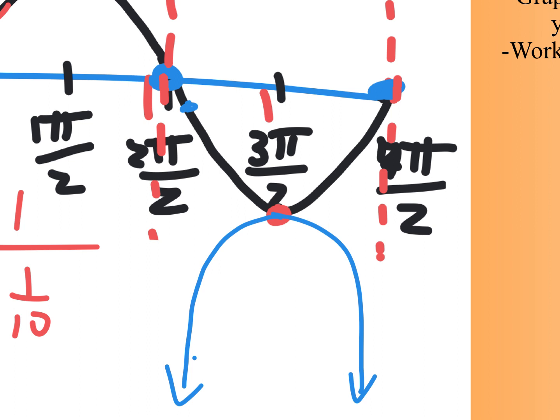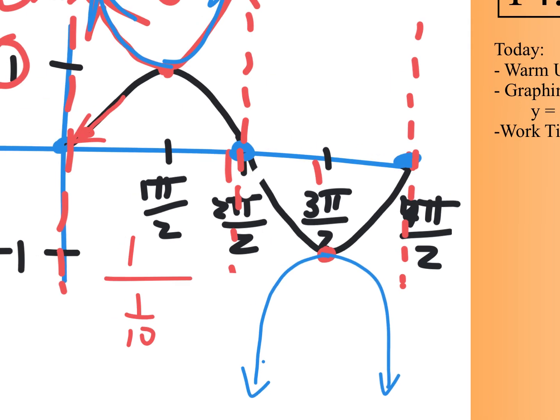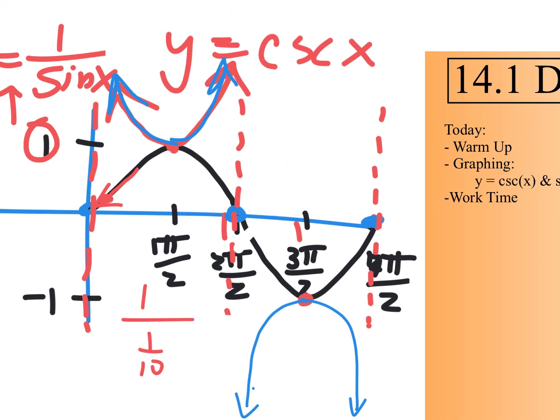Can you cross asymptotes? No, except sometimes you can cross horizontal asymptotes, only in certain weird situations. You may recall that from before, but we never crossed vertical asymptotes, so we still don't. Okay, so that graph, that's cosecant.